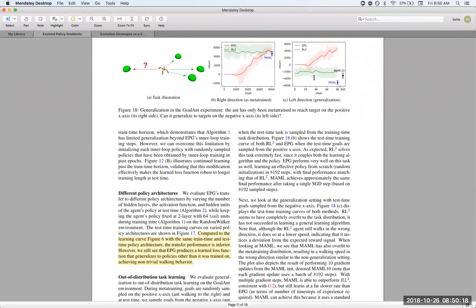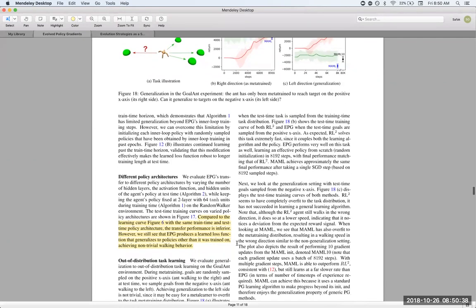That is, it outperforms the RL squared when the agent sees a new task that it was not trained on, thereby showing that the EPG method generalizes better to unseen tasks. However, at a cost. Cost of the transfer performance being inferior.